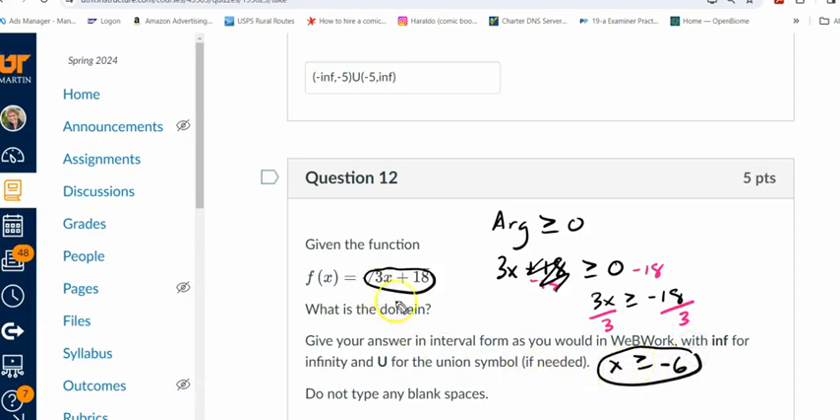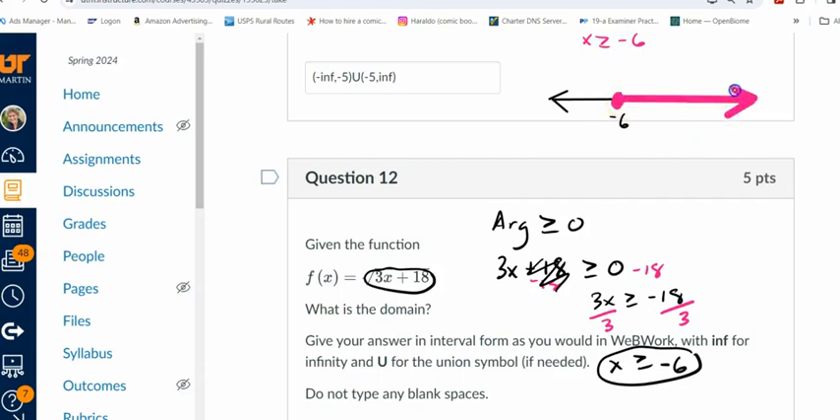My x values are going to have to be greater than or equal to negative 6, but we need to write that in interval form. So on the number line, what does that look like? Let's just plot where negative 6 is, and I'm going to do it in red now. So x is greater than or equal to negative 6. We're going to start at, and include, negative 6, and then we want everything to the right, so the arrow's pointing to the right.